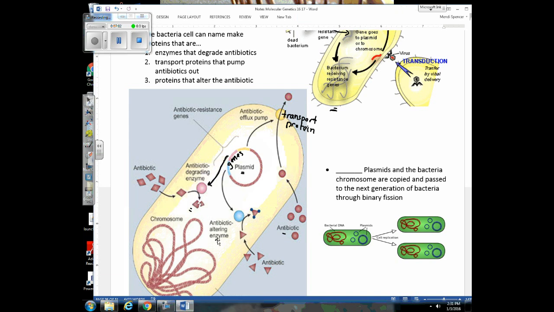Now, one thing you need to understand about bacteria cells and their plasmids is that whenever a bacteria cell reproduces by binary fission, it can make copies of both the plasmids and the bacterial chromosome. So we can see that the offspring has the same plasmids as this original cell. So if this cell survives and it divides by binary fission, pretty soon we're going to have two cells that have these antibiotic resistant genes in them.